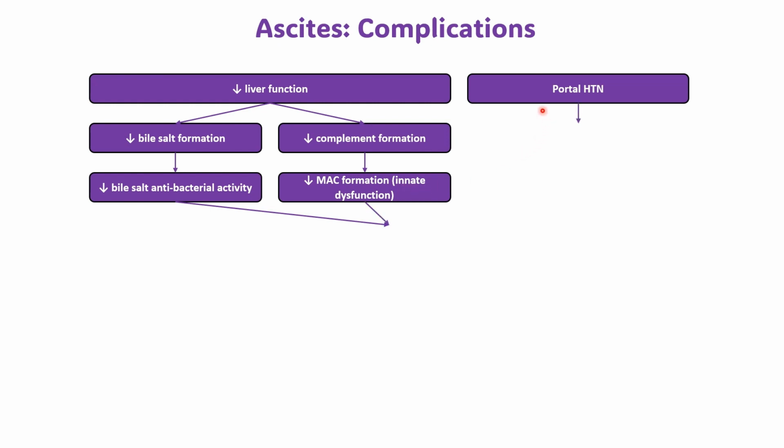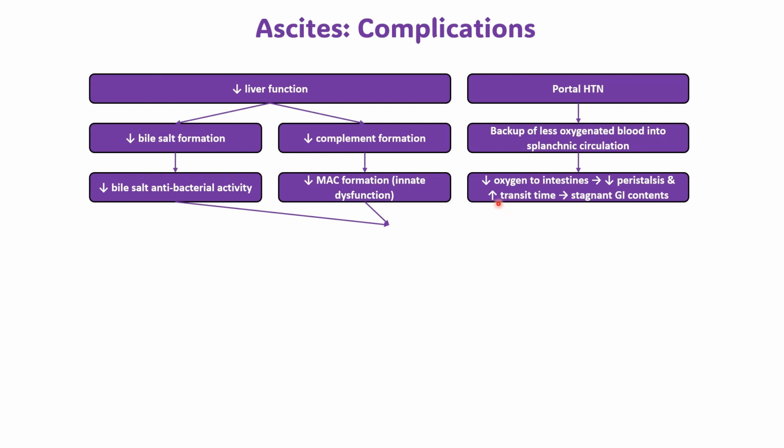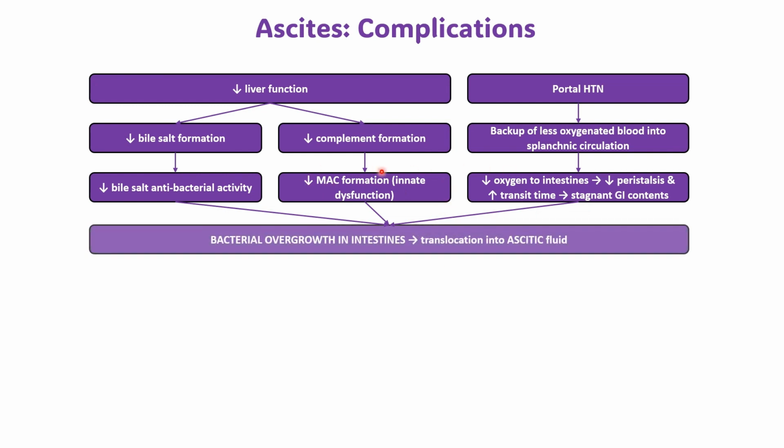We also have portal hypertension contributing to the complications too. So we're going to have a backup of less oxygenated blood into the splanchnic, into the gut circulation. So there's reduced oxygen to the intestines, therefore reduced peristalsis and increased transit time. So the GI contents are going to be stagnant, and then all of these factors are going to contribute to bacterial overgrowth within the intestines. And these bacteria can translocate into the ascitic fluid.